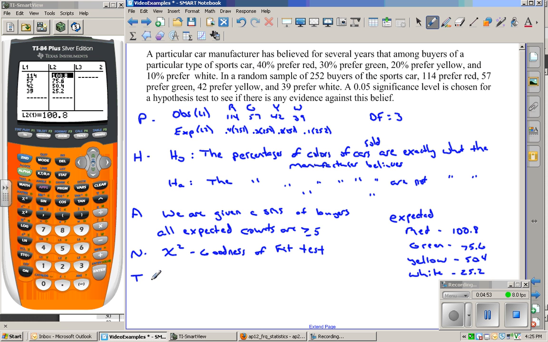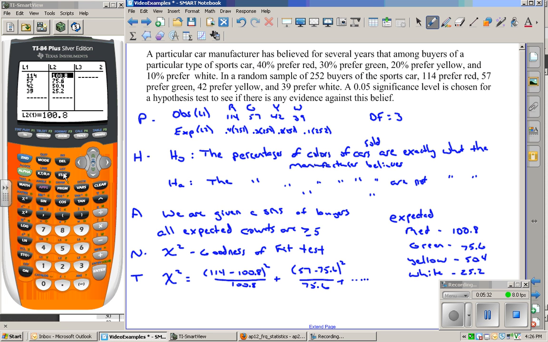And now we're ready for our test statistic. So our test statistic is going to be chi-square, which is going to equal, it's the observed minus the expected, so it would be 114 minus 100.8 squared divided by 100.8, plus the next one was 57 minus 75.6 squared over 75.6 plus dot dot dot. Now from here I'm not going to continue that list.